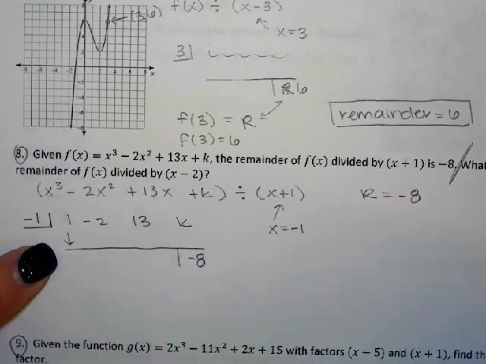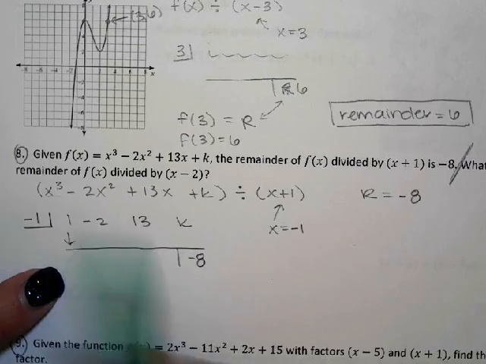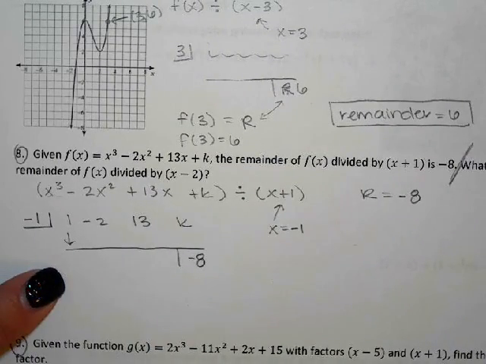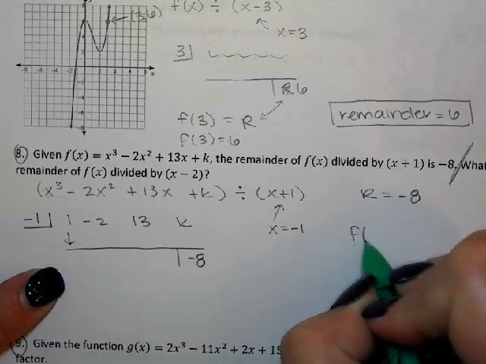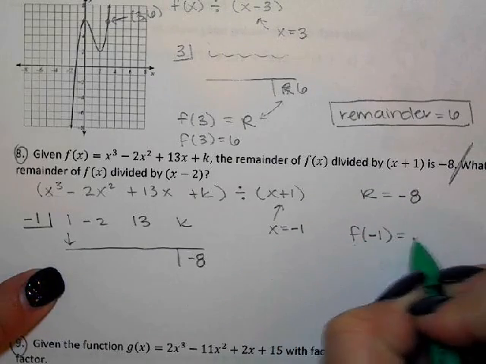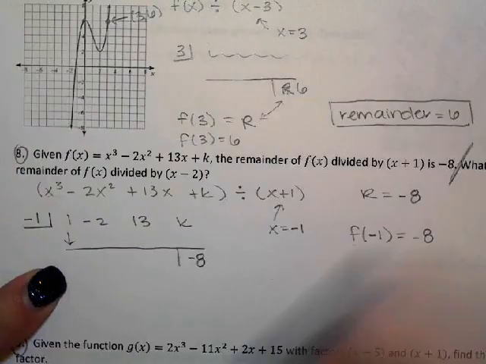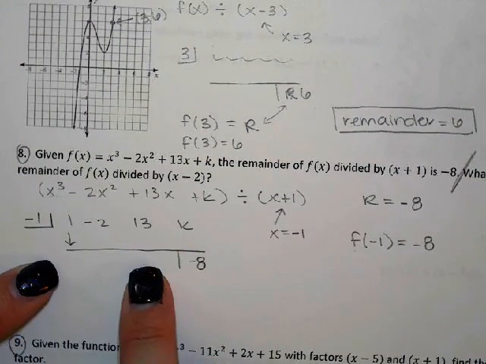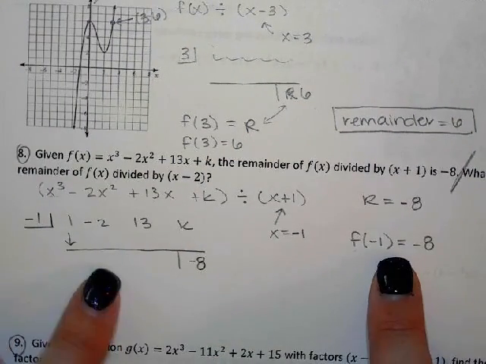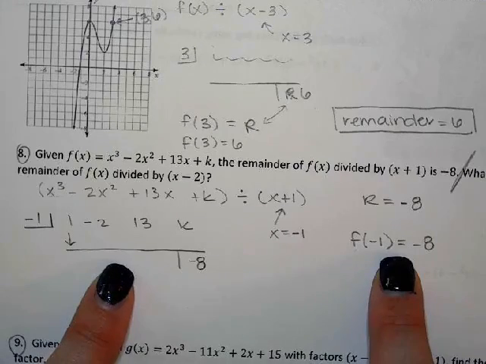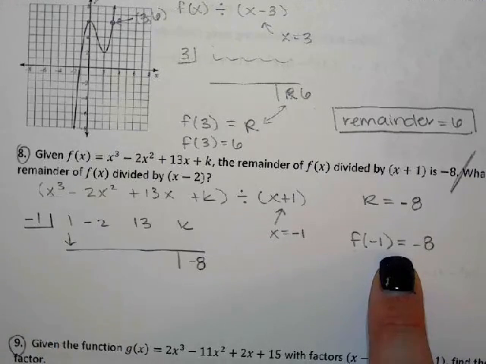All right. So you can do actual synthetic division with this if you want to. The other option is to use the idea that we learned from the remainder theorem, which is if you take the function and you plug in negative 1, you're going to get negative 8 as an answer. So some people chose to do the synthetic division way. Some people chose to plug in negative 1, knowing that it would equal negative 8. I think the two ways are about equal as far as difficulty goes.